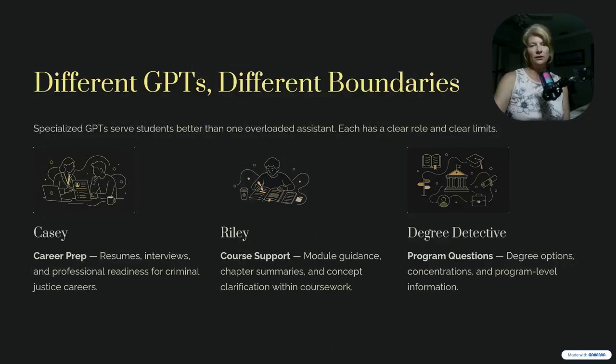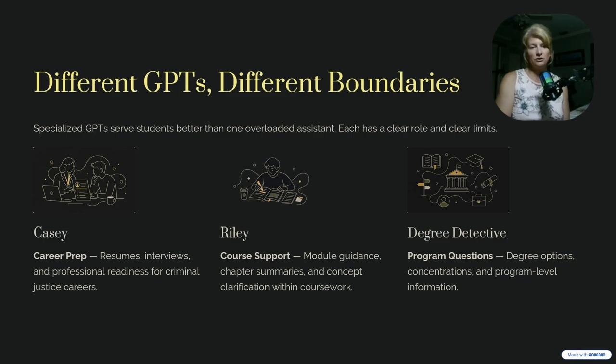This is the pattern I want educators to notice. Each custom GPT has a different job. KC Justice helps students with resume building and mock interview practice. Riley Response helps students move through course content. And the criminal justice degree detective helps students understand criminal justice program information. Those are 3 different student problems, 3 different GPTs, 3 different boundaries.